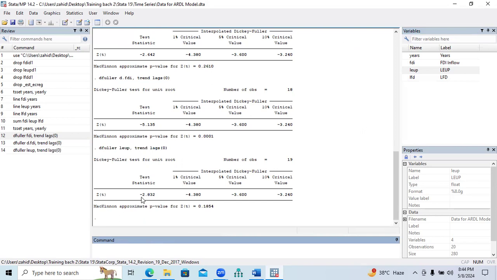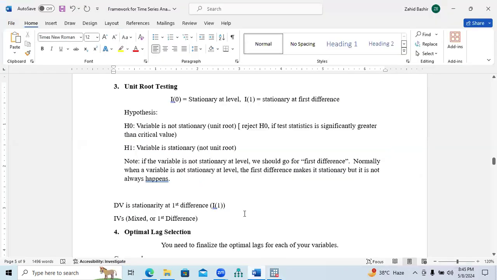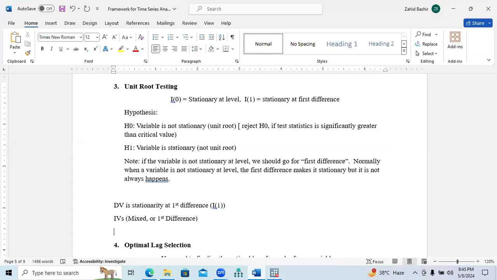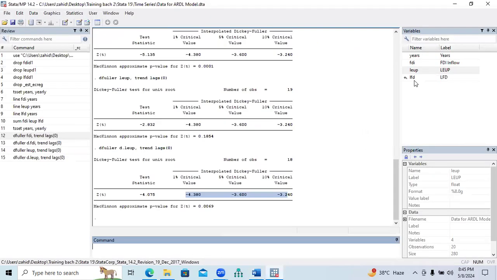So we can see here, this variable is also not stationary because it is not significant and it is less than all the levels. So we can create its first difference. We can repeat the same commands here and put D dot. We can run this command and you can see here, it is stationary at first difference and it is greater than all levels here. So we can see here that it is stationary now. So the first IV, EUP, is stationary at first difference.